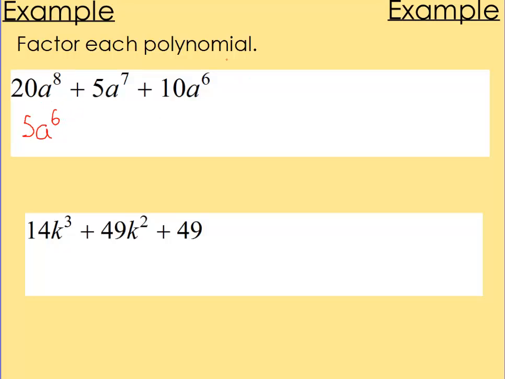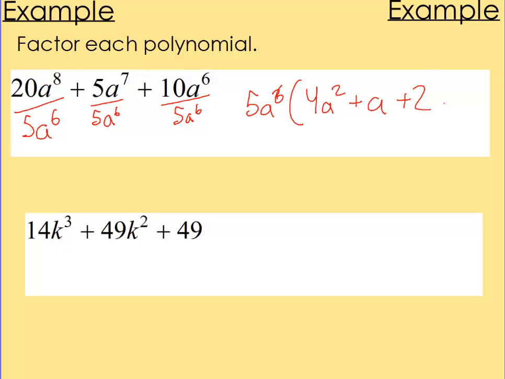So to figure out what my factored form is, I'm going to divide each of these by 5A to the 6th. And what's going to happen is, I'm going to write my answer over here. 20A to the 8th divided by 5A to the 6th will be 4A squared. 5 divided by 5 is just 1, and A to the 7th divided by A to the 6th is just A. 10A to the 6th over 5A to the 6th is going to be just 2, because the A's will cancel out. So there's your factored form.